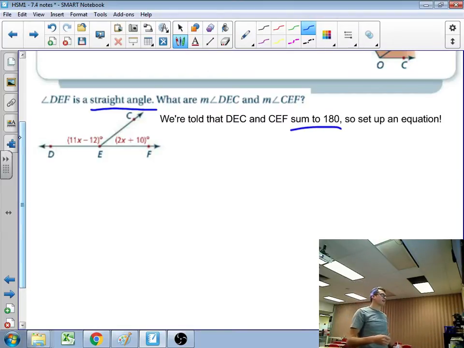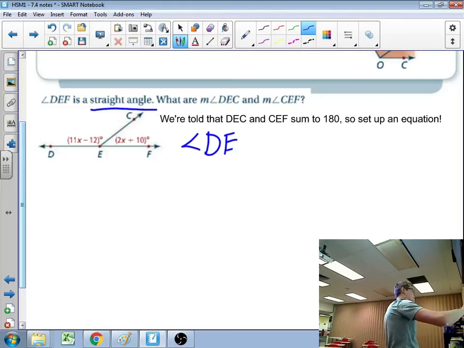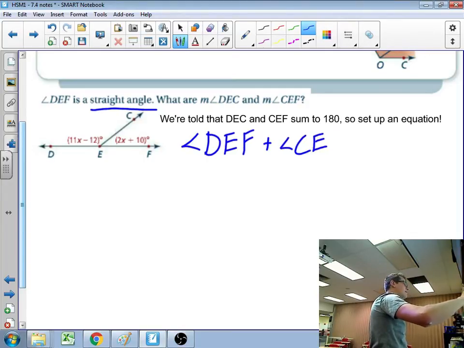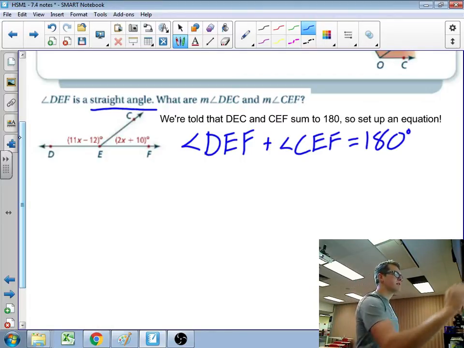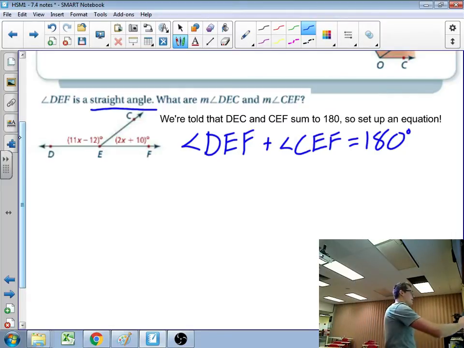Now, since we're told that DEF is a straight angle, I really know that those 2 smaller angles add up to that bigger angle, and therefore I can set up an equation. So I'm going to go ahead and write this out. So DEC plus angle CEF is equal to 180 degrees. So then I can plug in what I have for DEC. And I'm going to go ahead and drop my degree symbols for a minute, and then I'll bring them back.